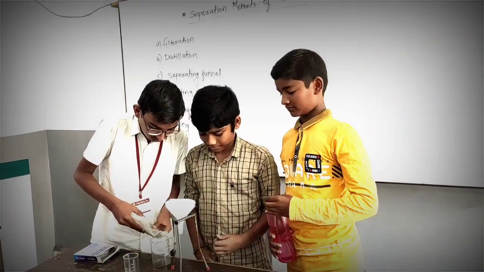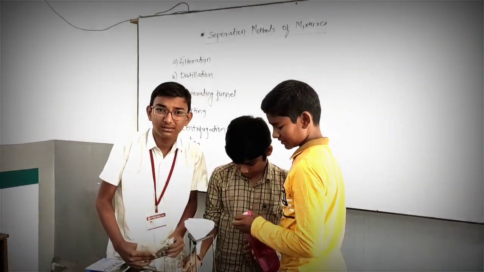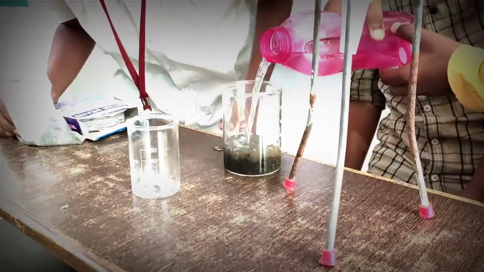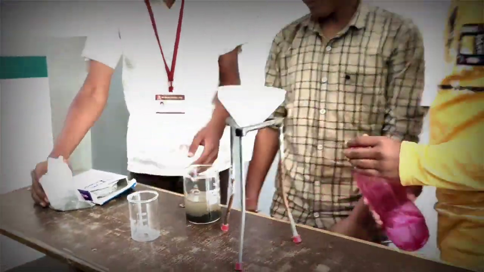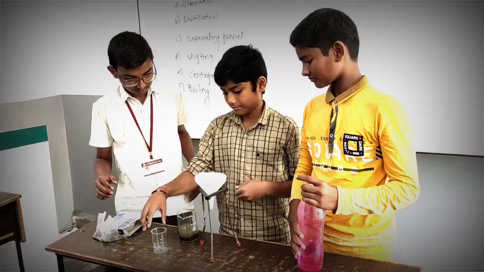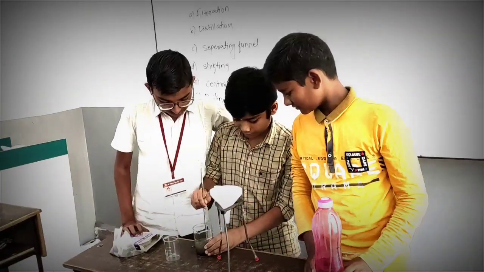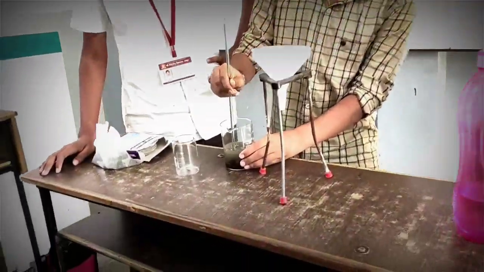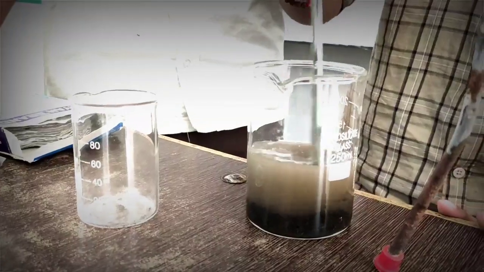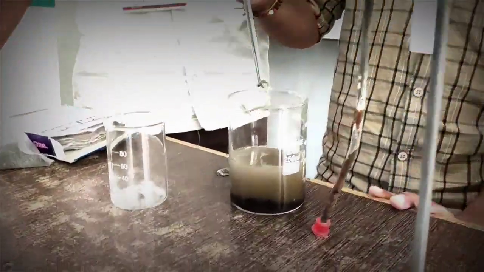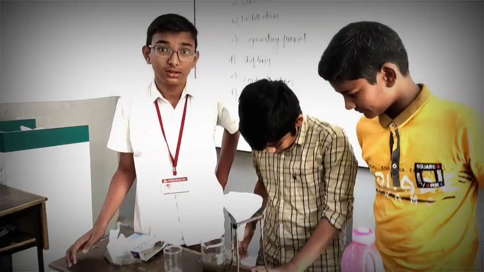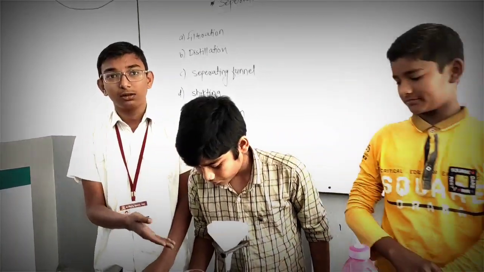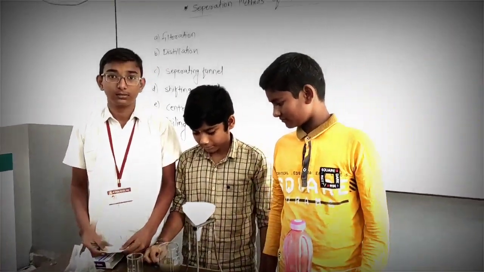Rupak, add 100 ml water in that, up to the 100 ml marking. Okay, now Sanket, take a glass rod and mix the mixture. Now you can see the water has become turbid. The sand particles are at the bottom or at the top? At the bottom. Okay. Now we have to separate the sand and water.